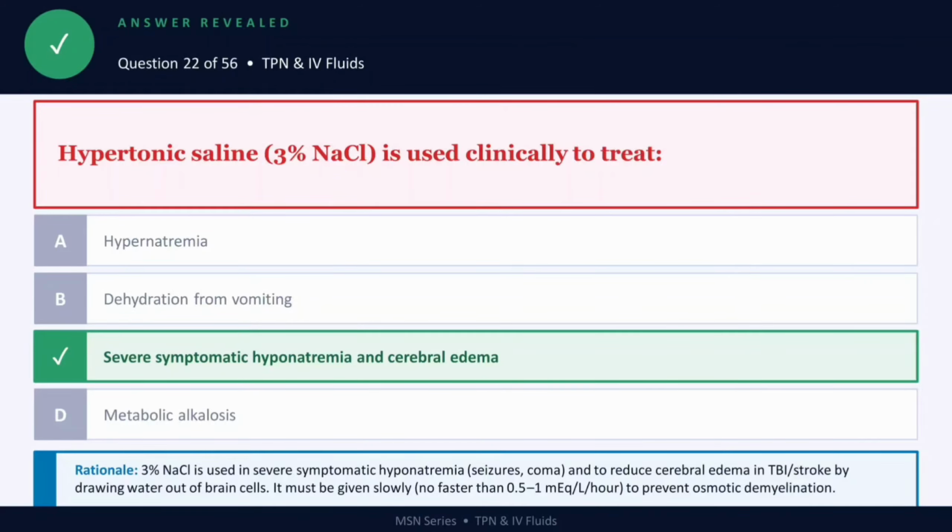It must be given slowly to prevent osmotic demyelination.